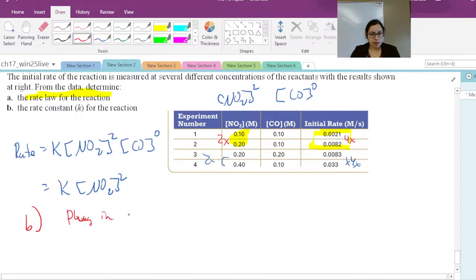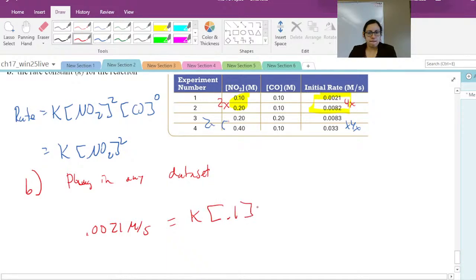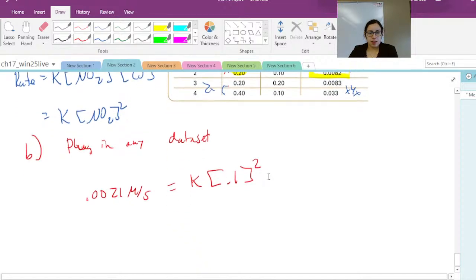Again, plug in any data point. We're given our rate here: 0.0021 molarity per second is equal to K, which is what we're trying to figure out, times, and I'm going to plug in one of our values. In this case, our NO2 concentration is 0.1. And now we can just solve.